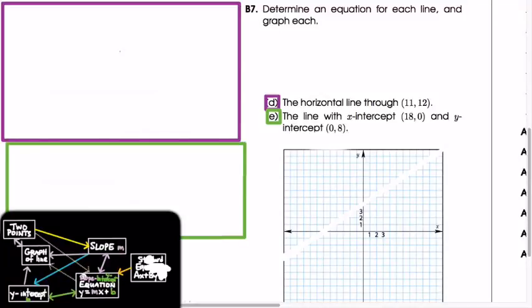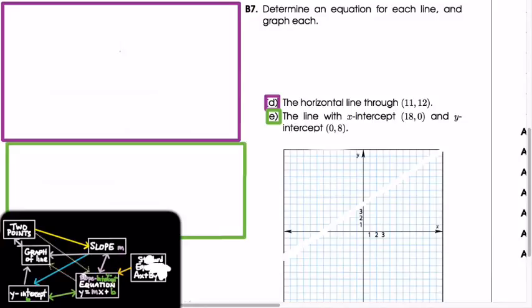So question E gives you information about this line by telling you what its x-intercept and its y-intercept are. The x-intercept is (18, 0). The y-intercept is (0, 8). So the side that worked on part E, what did you do, Laura?